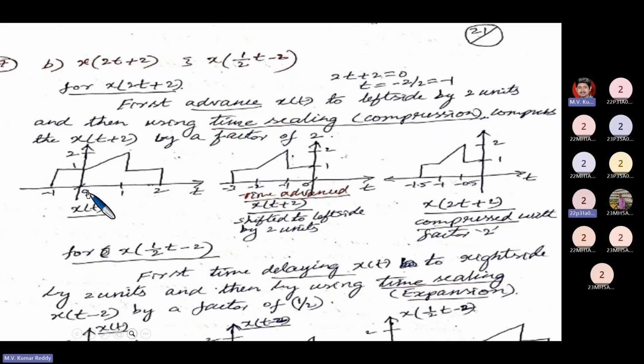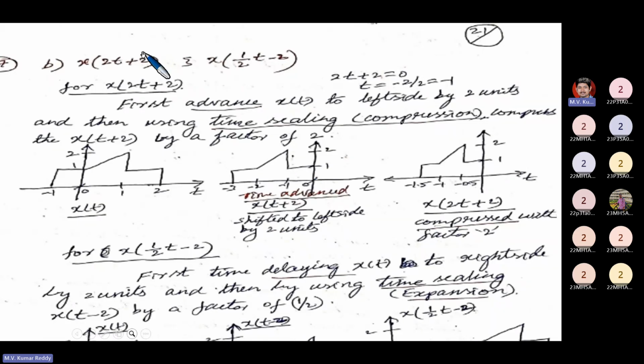At x is equal to 0, this is the value. This value should be shifted to the left side by 2 units. It is shifted. This is called time shifting. In time shifting, the left side is called time advanced. Time advanced shifting is completed.